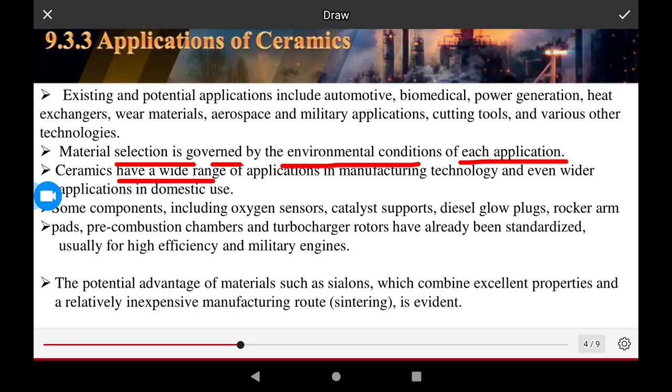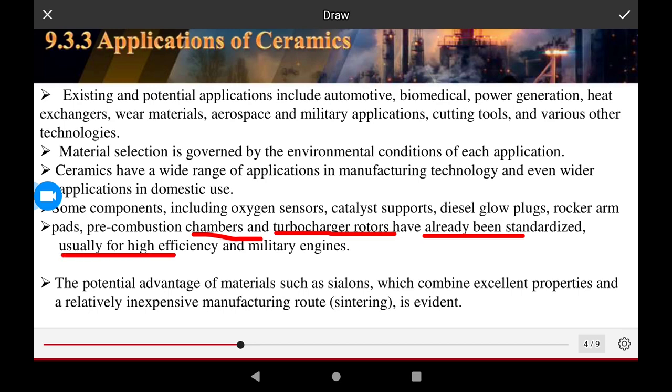Ceramic materials are also used for some components, including the oxygen sensor, diesel glow plug, rocker arm pads, pre-combustion chambers and turbocharger rotors, which have already been standardized, usually for high efficiency and military engineering engines.